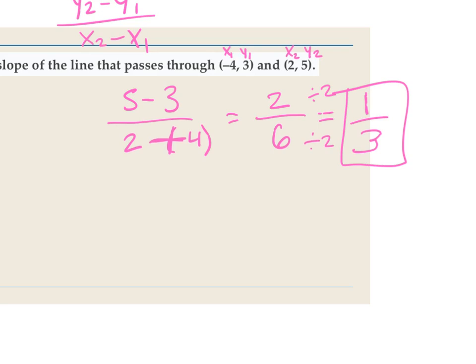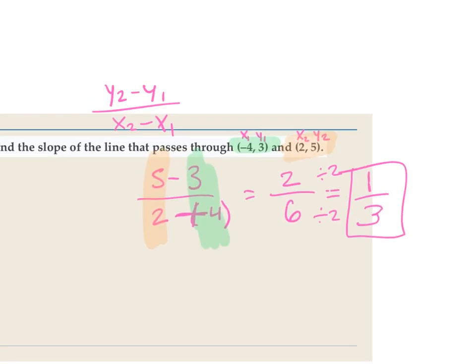So when you find the slope, you're always going to see that your points line up. So our point here is 2, 5. The 2 and the 5 are going to be right on top of each other. Our next point is -4, 3. So the 3 and 4 are going to be right on top of each other. So your points always have to line up. That's because your y2 and x2 line up and your y1 and x1 line up. So you just always have to make sure that if they're in the same point, they go on top of each other.